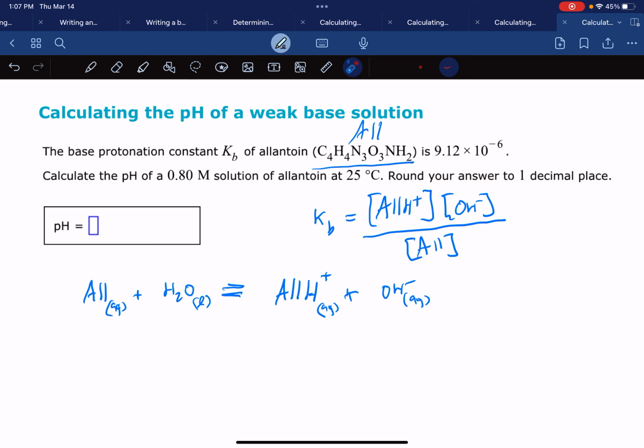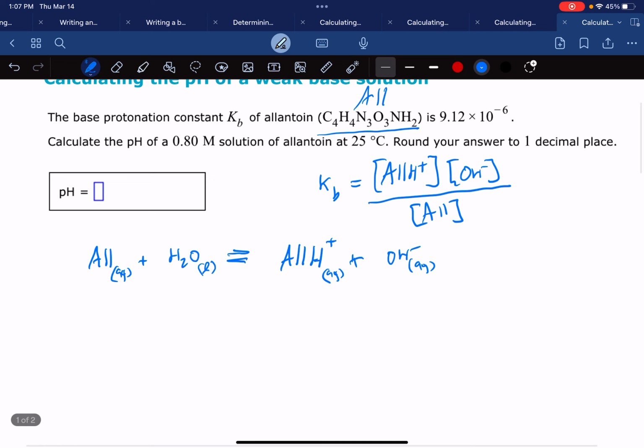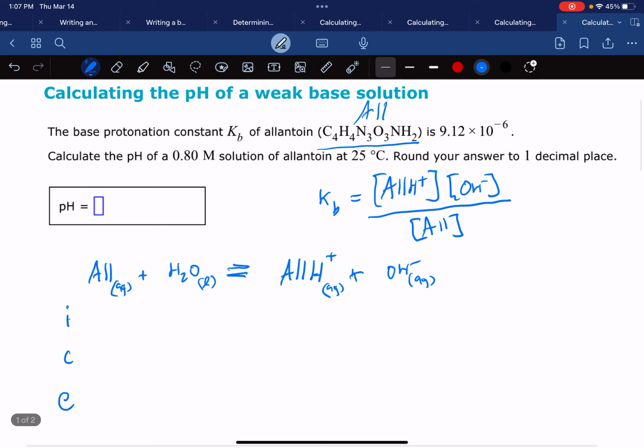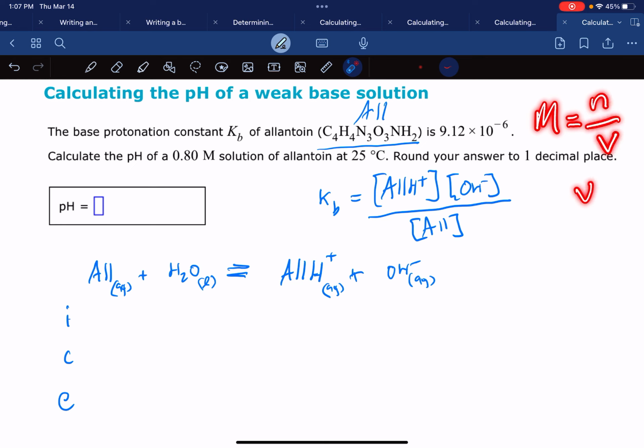So now our next step is going to be to write an ICE expression or use an ICE table. So we're going to go I, C, E, and we're going to take what they start us off with here. Typically with problems like this, they will avoid starting you off with 0.80 molar. They'll start you off with a certain number of grams, or a certain number of moles, and then they'll also give you milliliters, and they're expecting you to use this formula, molarity equals moles divided by volume. But in this case, we are very happy because they've given us the M. So what are we going to do?